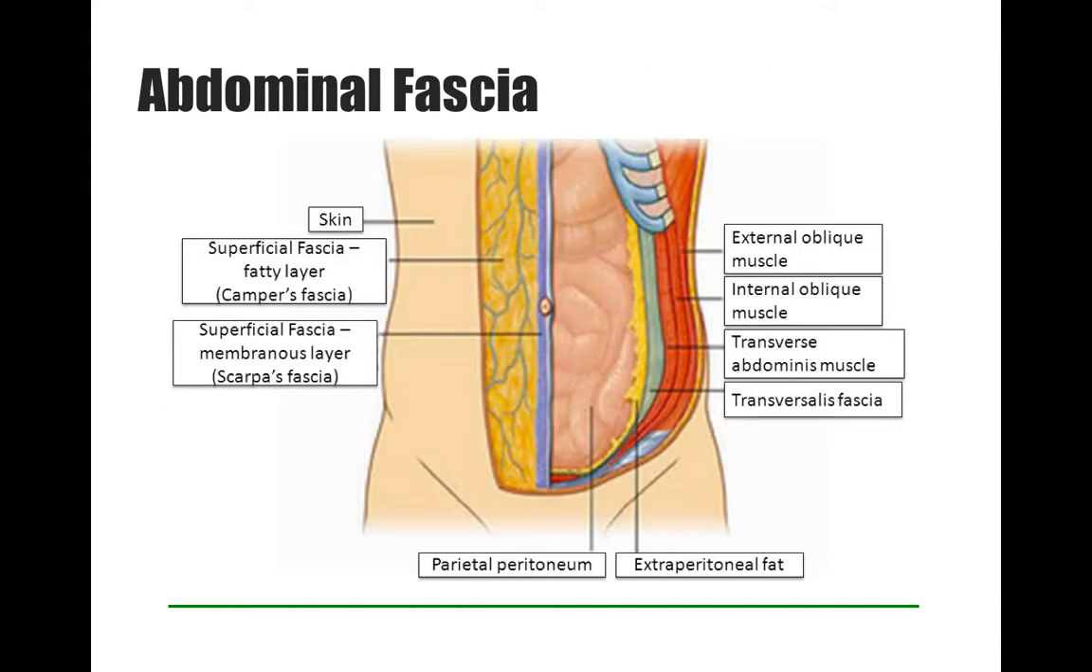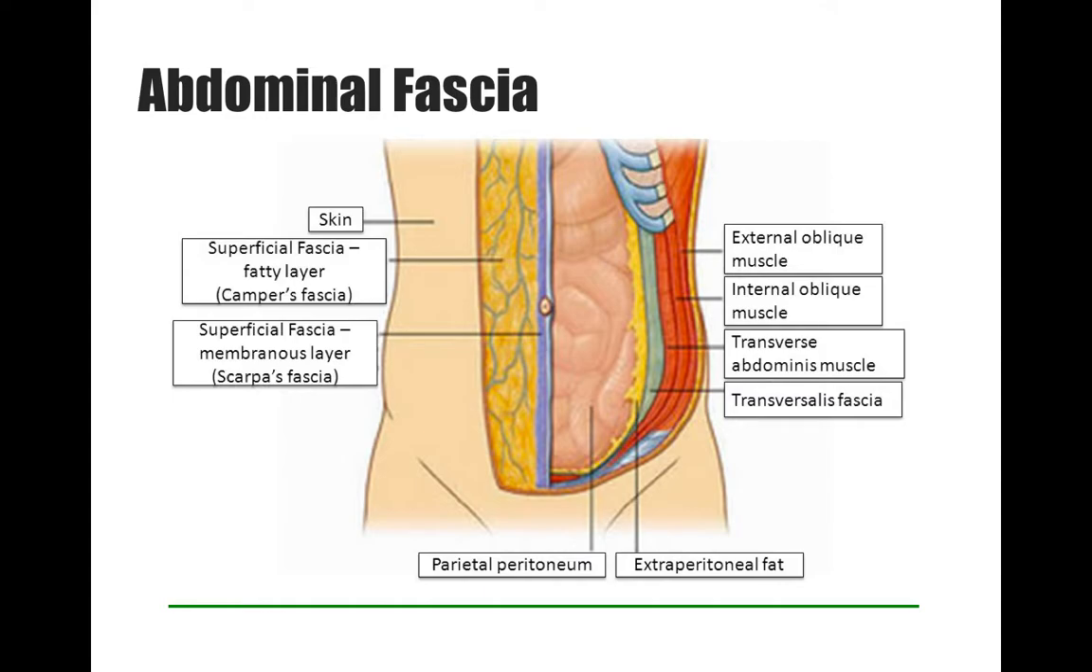All right, so now let's look at some of these fascial layers of the abdomen, starting superficial to deep. Start with the skin, and right underneath that you can see the Camper's fascia. This is where you're going to see a lot of your superficial vessels running. On the deep surface of the Camper's fascia is the Scarpa's fascia, indicated by this purple line right here. It's the deep membranous layer of the Camper's fascia.